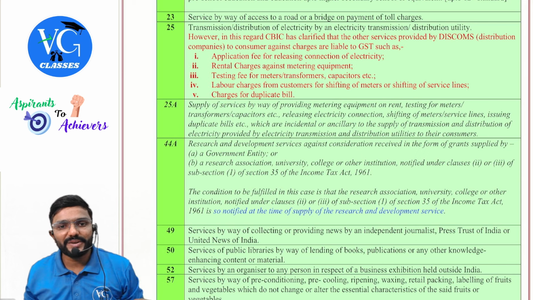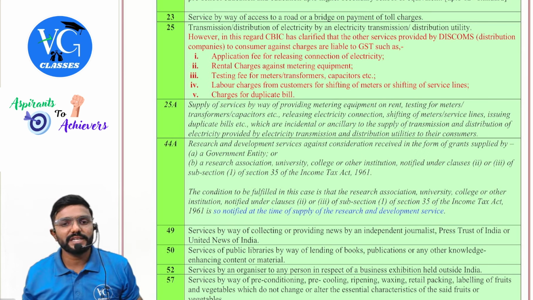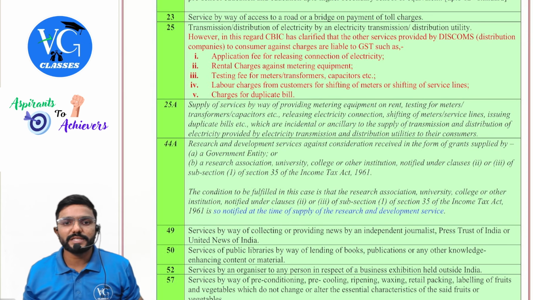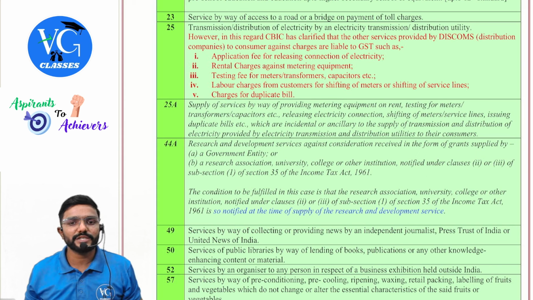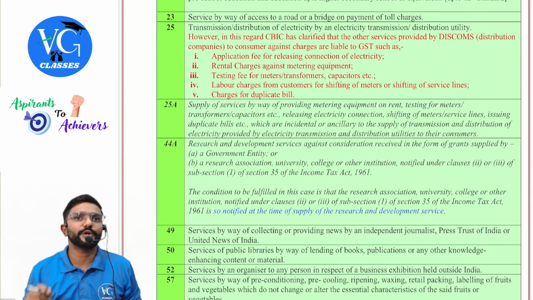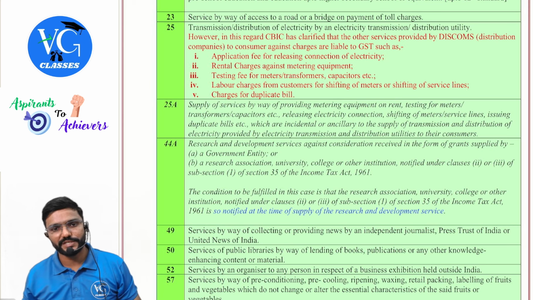Which are those? Application fee for releasing connection of electricity, rental charges against metering equipment, testing fee for meters or transformers or capacitors, etc. Then labor charges from customers for shifting of meters or shifting of service lines. Then charges for duplicate bill. All these are liable for GST, guys.